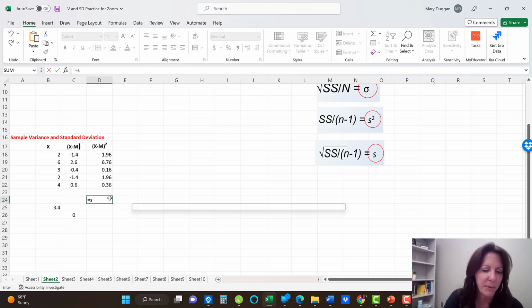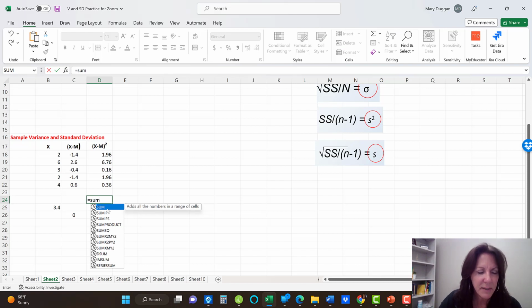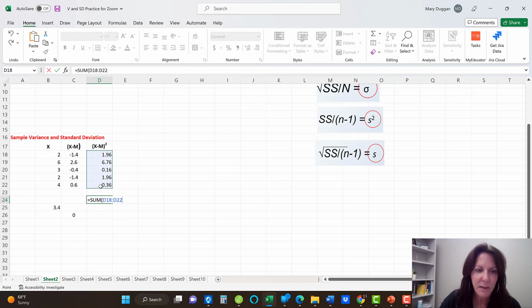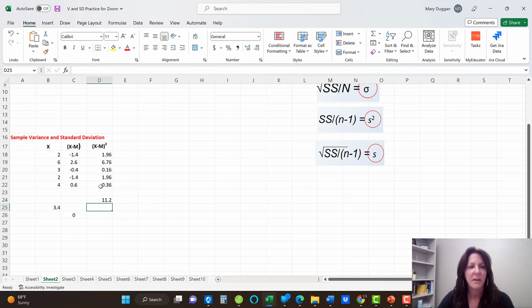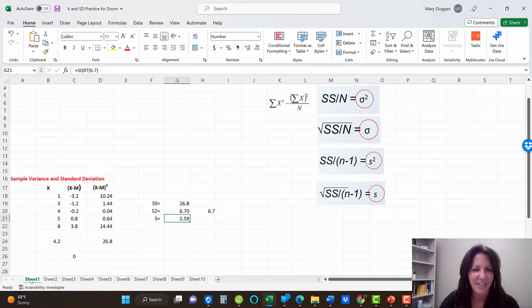All right, last things last, it's the sum of the squared deviations. I have to add them up. So I'm going to click on sum, and I'm going to add it all up, and I have the sum of squared deviations of 11.2. It's good, but it doesn't tell me anything about variance and standard deviation yet. So I'm going to actually just copy these little labels here.